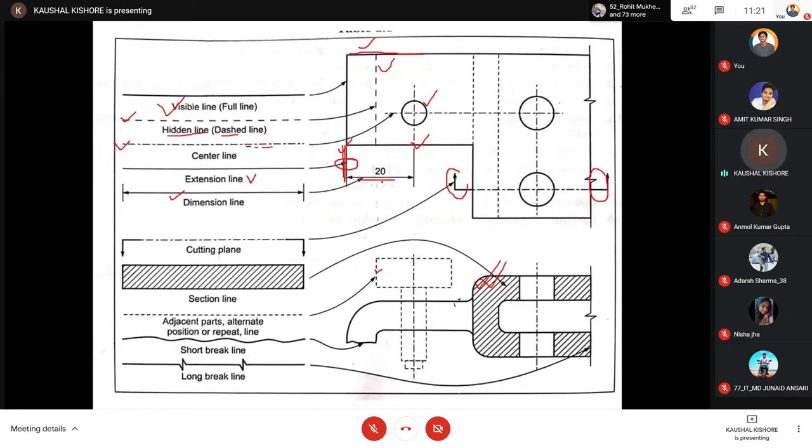And can you see what is the use of center line? Why will you draw the center line? You can see in this diagram, this line is called center line. What is the use of center line? Why will you draw the center line?